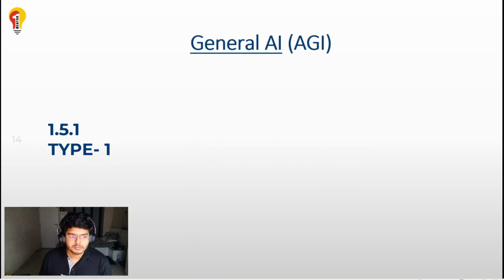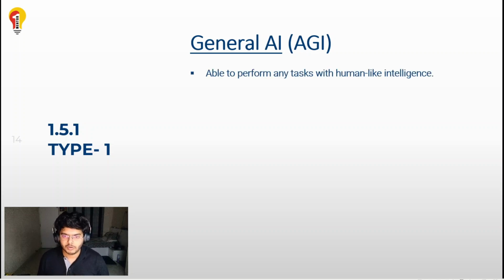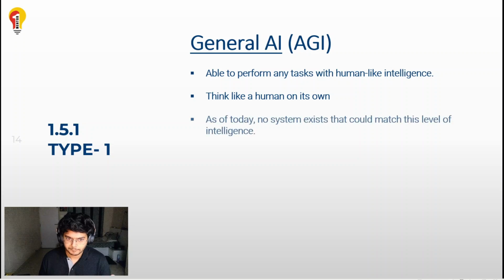So the next type of type 1 is general AI or artificial general intelligence. It is an AI which is able to perform any tasks with human-like intelligence. Now, do you think these kind of systems exist? Do you think there are systems that have human-like intelligence capabilities? So yeah, they think like a human on its own. As of today, no system exists that could match this level of intelligence. So we currently don't have any system that matches human intelligence. This is also known as strong AI or deep AI, deep artificial intelligence.